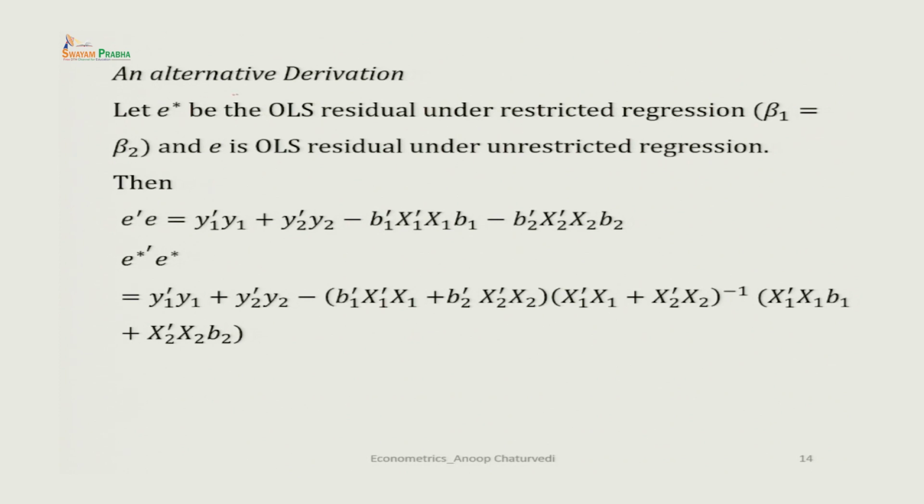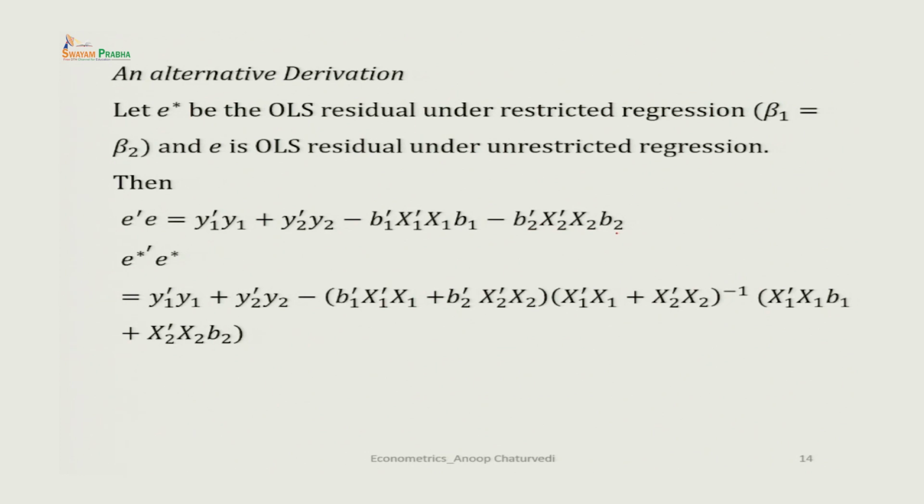Now, we consider an alternative derivation of the F test. Suppose E star is the OLS residual under restricted regression, that is when beta 1 is equal to beta 2, and E is the OLS residual under unrestricted regression. So, E transpose E is equal to y 1 transpose y 1 plus y 2 transpose y 2 minus b 1 transpose x 1 transpose x 1 b 1 minus b 2 transpose x 2 transpose x 2 b 2.